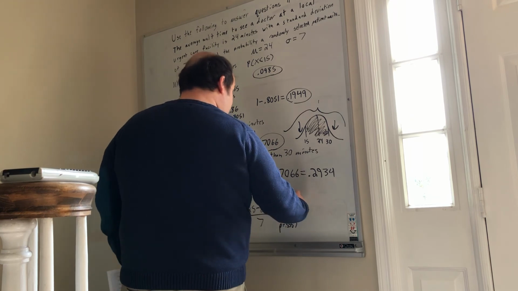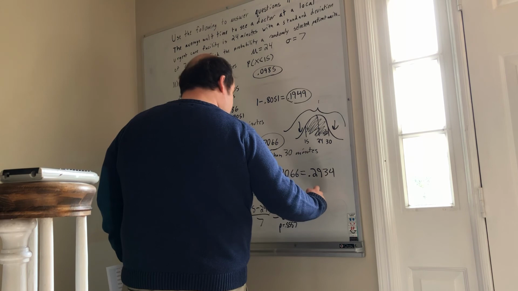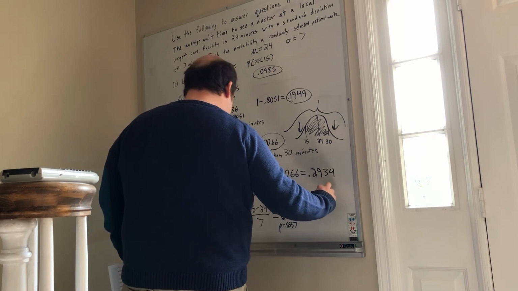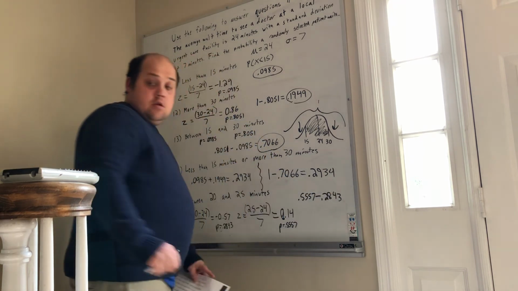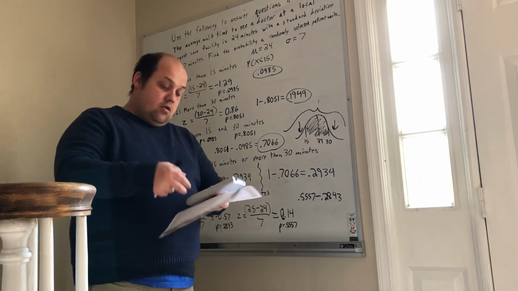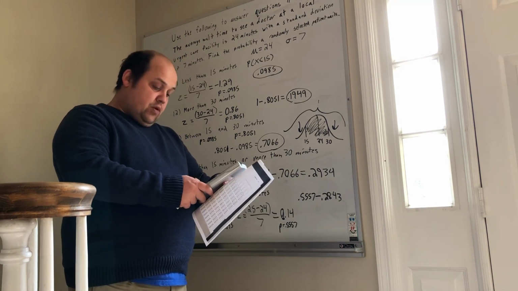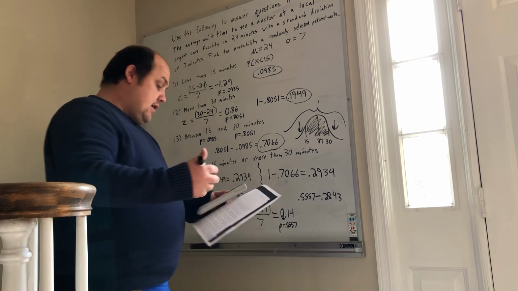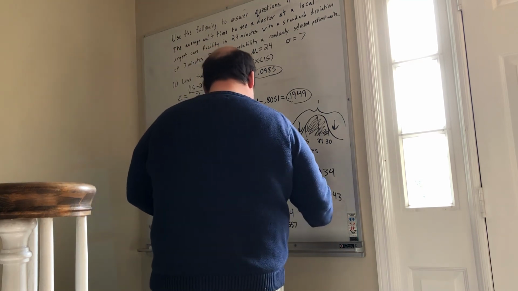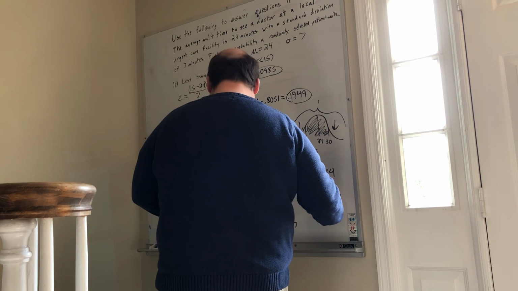When I do a between question, I take larger p-value, 0.5557, minus smaller p-value, 0.2843. When I put this in my calculator, 0.5557 minus 0.2843 gets me to my final answer of 0.2714.